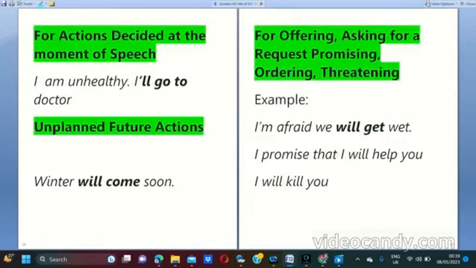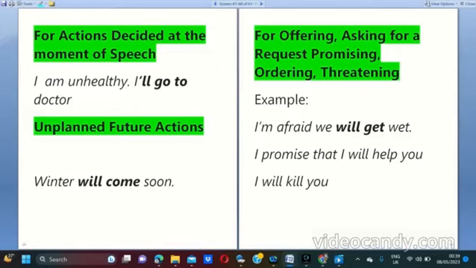Next, future tense. Actions decided at the moment. I am unhealthy now. I will go to the doctor. Sometimes future actions are decided at the time of speech. They are mainly linked with the present tense. In most cases these future actions are similar to present actions; future actions are continuations of the present. I'm unhealthy, I will go to the doctor. To talk about immediate actions, we use simple future.